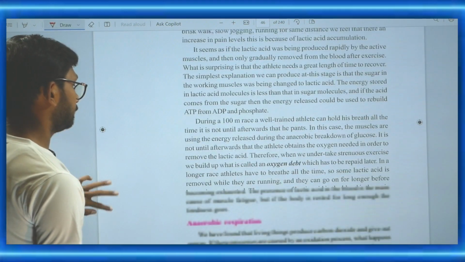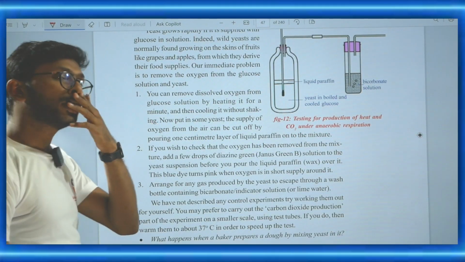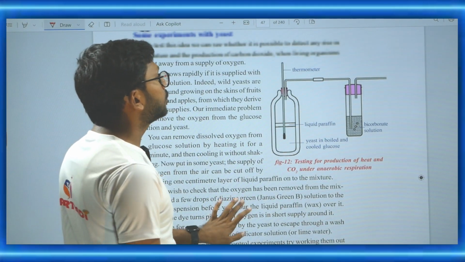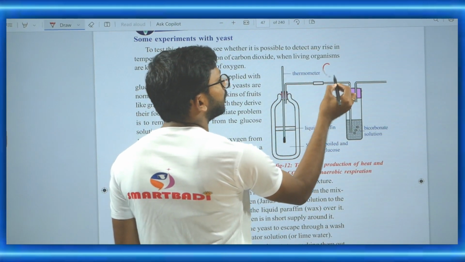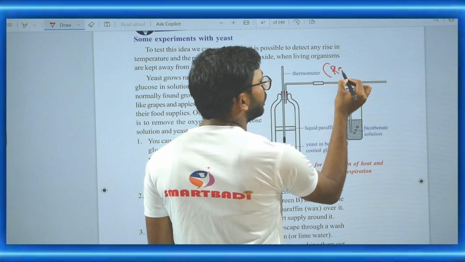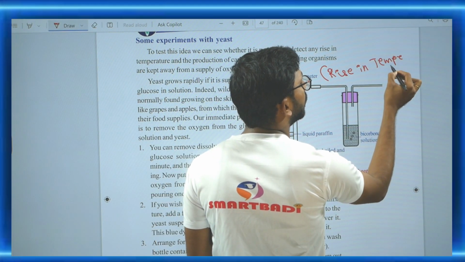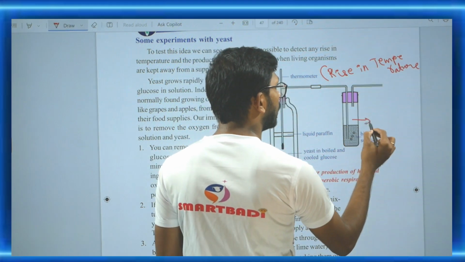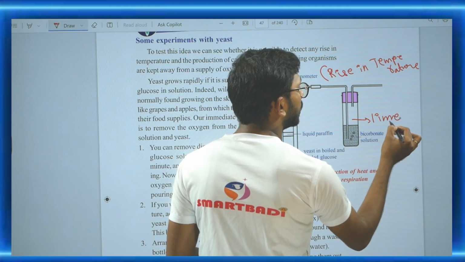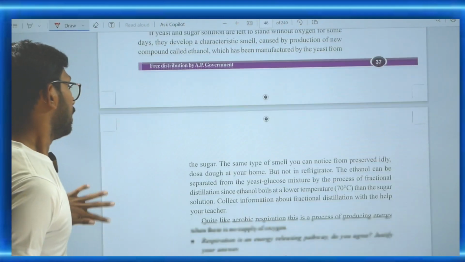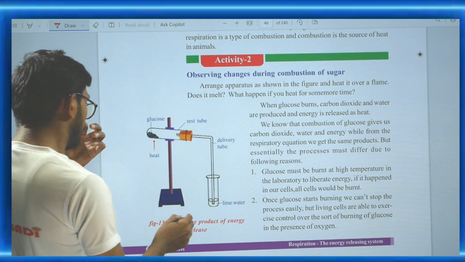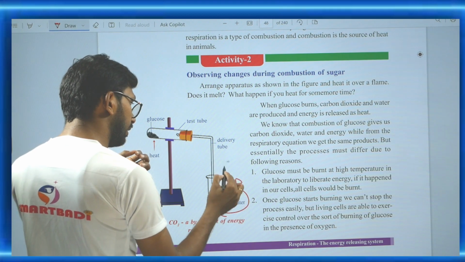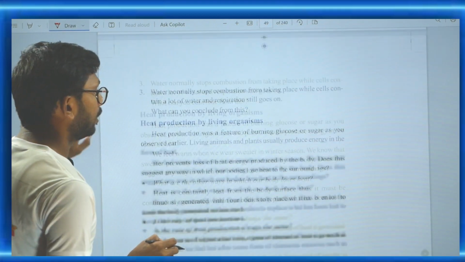And then after, let us enter into the experiment. This experiment is to prove the rise in temperature using a thermometer. Here you can observe the lime water reaction. And here also, the lime water reacts with carbon dioxide.